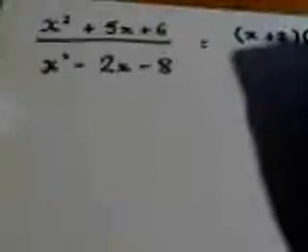So let's take the top expression, which was x squared plus 5x plus 6. That will factorise to be (x plus 2)(x plus 3), and our denominator will factorise to be (x plus 2)(x minus 4).